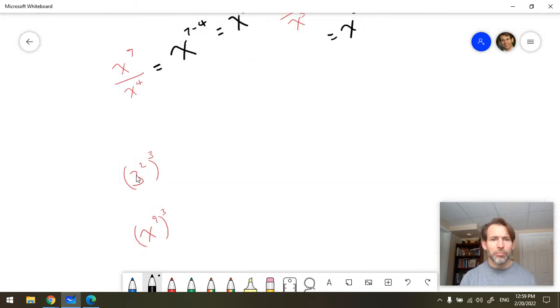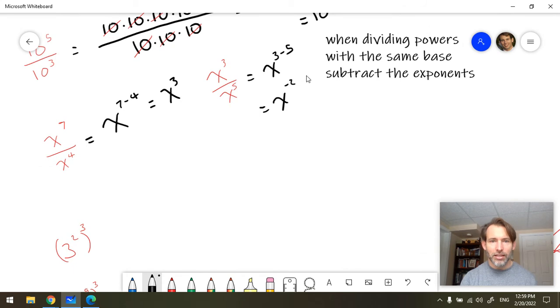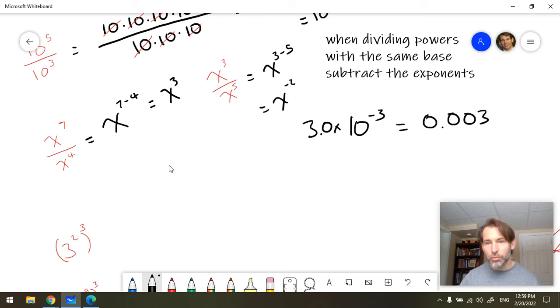Now, when raising powers to powers, we're going to get back to this negative exponent and what to do with that. But we'll also recall that we've seen that in scientific notation, like 10 to the negative 3. If I have 3.0 times 10 to the negative 3, that's equal to 0.003. The decimal places move 3 times in the opposite direction because negative. I can think of that as 3 over 10 times 10 times 10. That's why. Divide by that many times.